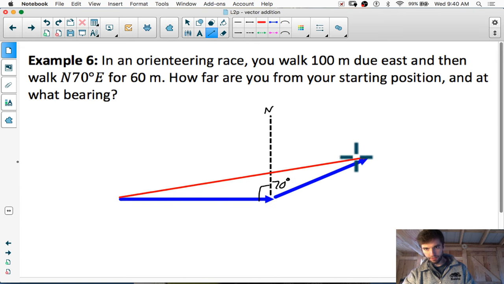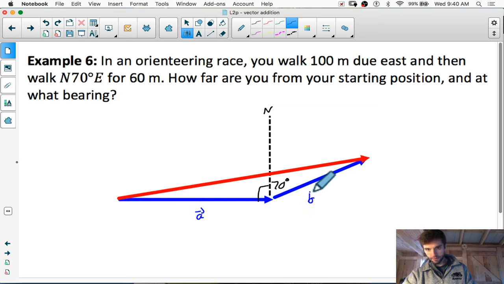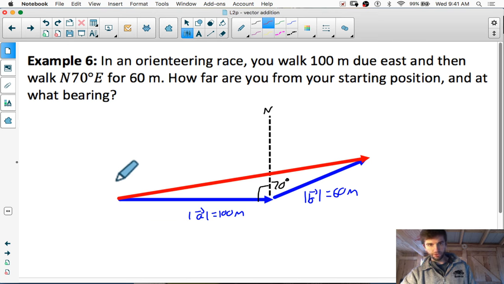So just to name these vectors, let's call this vector A, this vector B, and I know the magnitude of vector A is 100 meters, and the magnitude of vector B is 60 meters. And what we're looking for is the length and direction of this resultant vector. A resultant goes from the tail of where we started to the tip of where we finished if those two vectors are placed tip to tail. So this is vector A plus B.